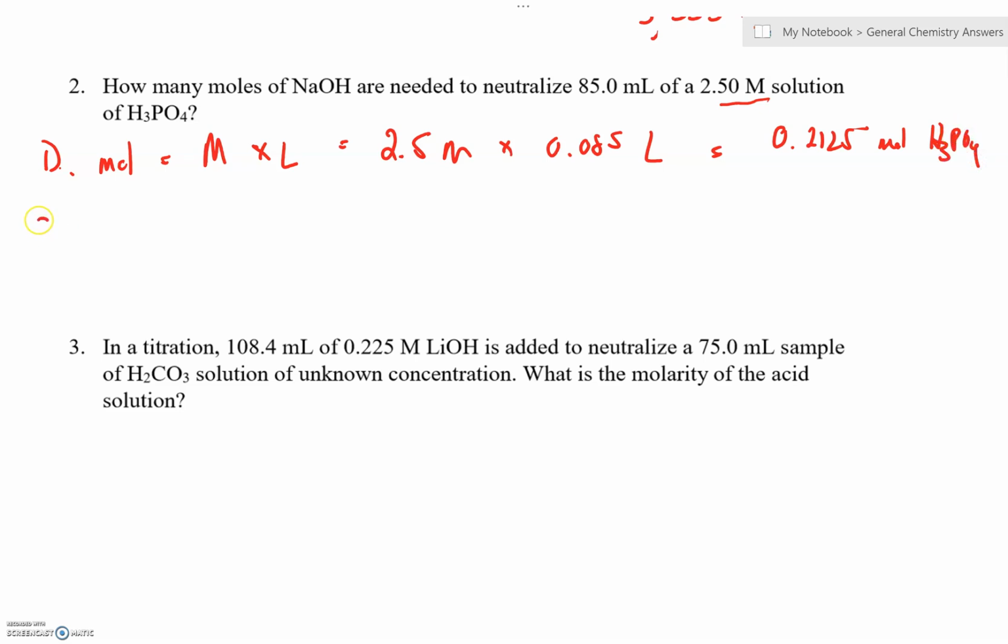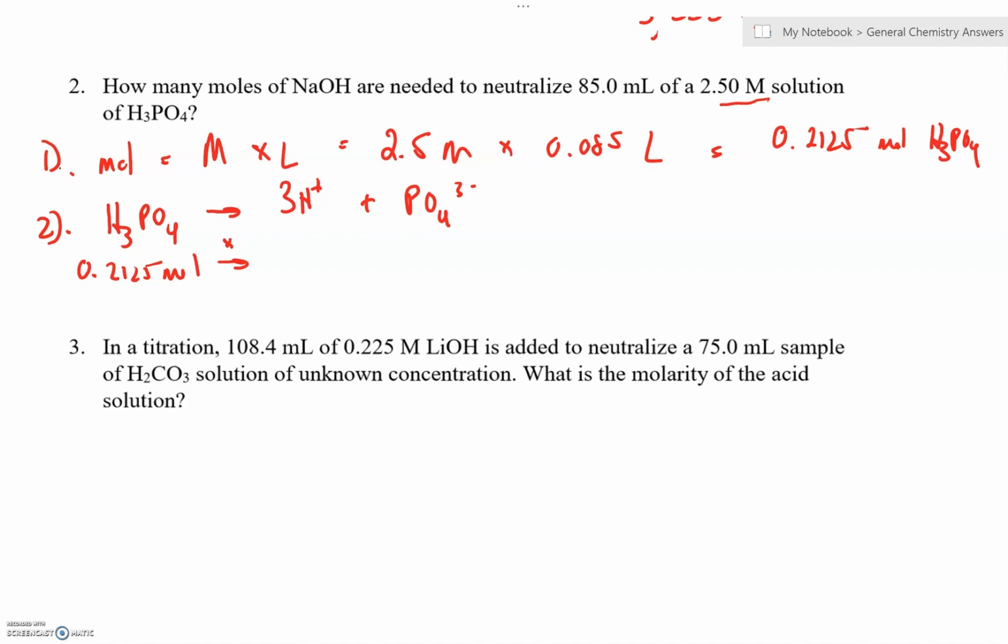We're going to dissociate our known. Well, we've got H3PO4, and you know that there are 3 H pluses in this stuff. So when it dissociates, 3 H pluses and PO4 3 minus. You're not really worried about that. But we do know that we have 0.2125 moles of H3PO4. You found it in the previous problem. And we're going this way.